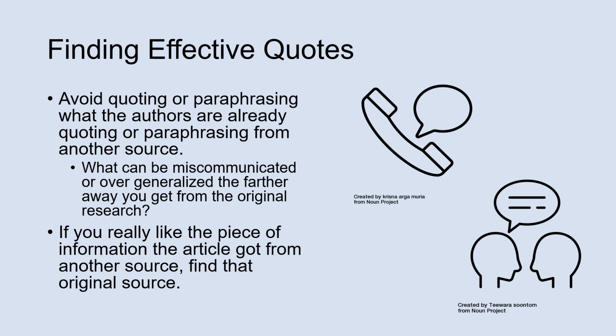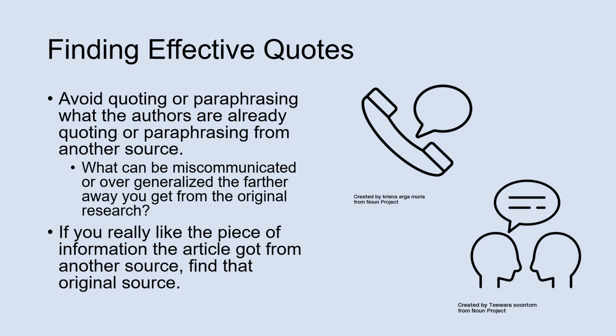I want you to think about what can get lost, what can be miscommunicated or overgeneralized, the farther away we get from original research. So when we're quoting a quote, and then somebody quotes our quote, so we quote their quote, you can think of it like a game of telephone, like you used to play in school, that even when you try to pass on the information as accurately as possible, something is always lost with each retelling.